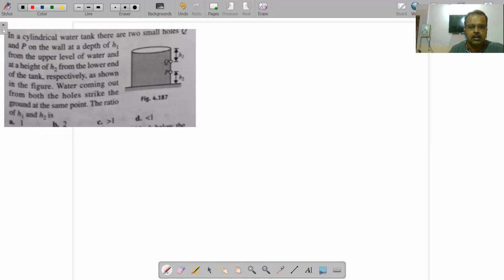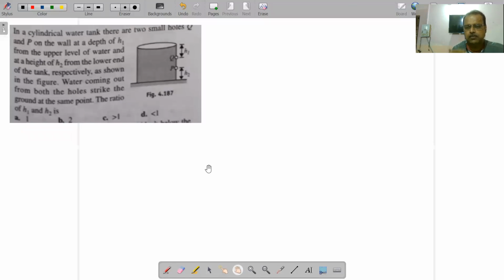Now, in the last class we discussed a problem on fluid mechanics, and we have discussed many other forms of fluid mechanics and how we use Bernoulli's theorem as well as the equation of continuity. Today we are going to discuss a particular problem where, whenever we use Bernoulli's theorem, there may be multiple holes present.